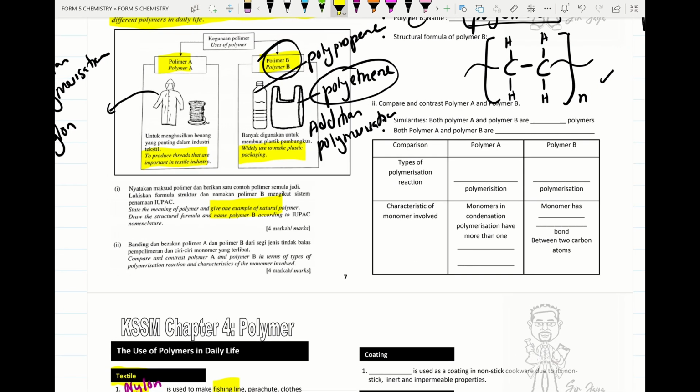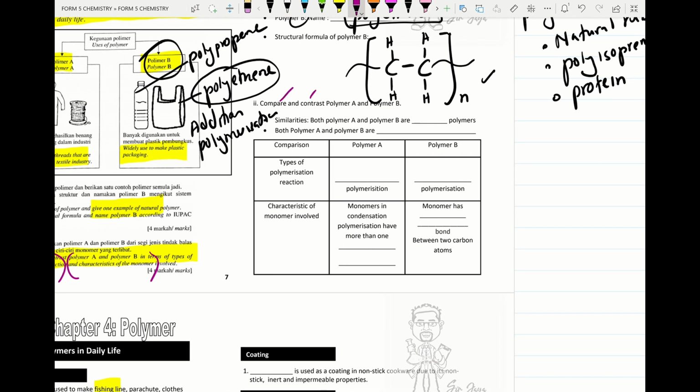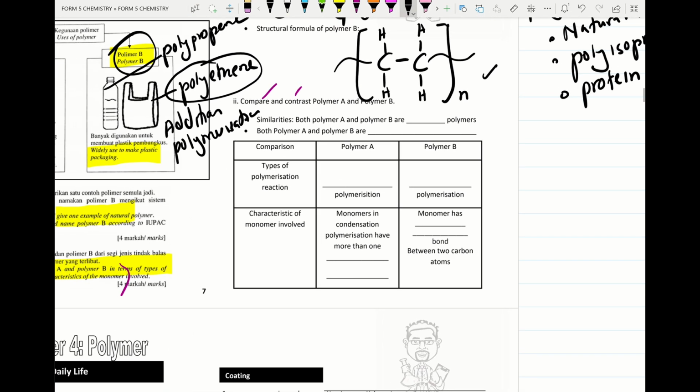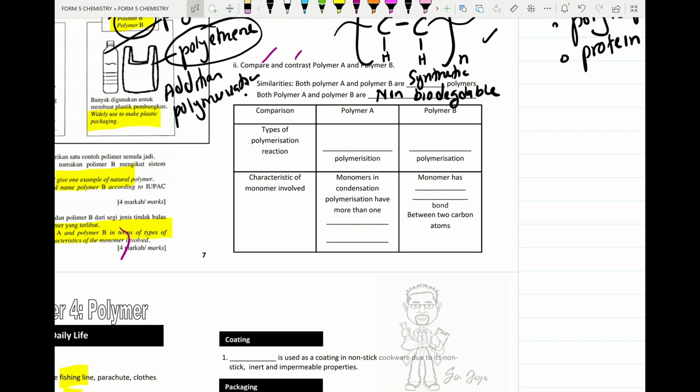In the question, we check the second part. Compare and contrast polymer A and polymer B in terms of type of polymerization reaction and characteristic of the monomer involved in the reaction. When we compare and contrast, we first give one similarity. Both polymer A and polymer B are known as synthetic polymers, and polymer A and polymer B are known as biodegradable polymers. All right, so we go for the comparison. I present the answer in table form.